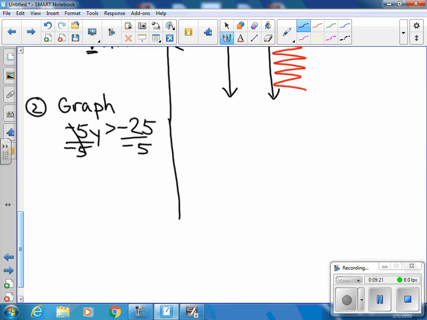And remember that in inequalities, when you multiply or divide by a negative, the sign has to flip the other direction. So it's not greater than, now it's less than. Negative 25 divided by negative 5 is positive 5. So that's the graph I want to take and sketch.